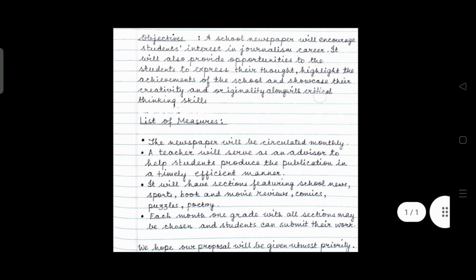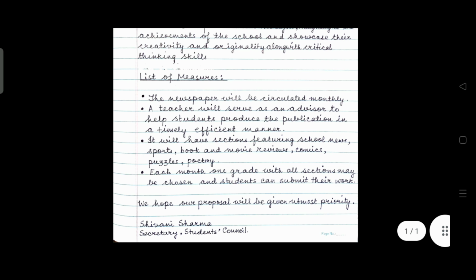List of measures. The newspaper will be circulated monthly. A teacher will serve as an advisor to help students produce the publication in a timely, efficient manner. It will have sections featuring school news, sports, book and movie reviews, comics, puzzles, poetry. Each month, one grade with all sections may be chosen and students can submit their work. We hope our proposal will be given utmost priority. Shivani Sharma, Secretary, Students' Council.